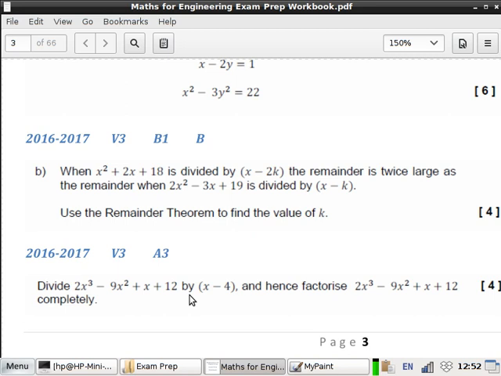Minus 9 minus 8 would be minus 17. Say again? Minus 9 minus 8 would be minus 1. Minus 1, yeah.